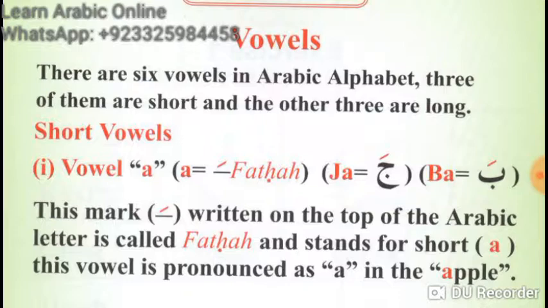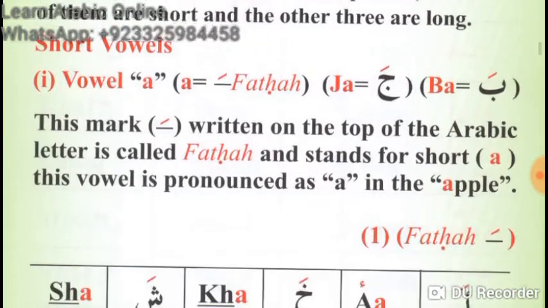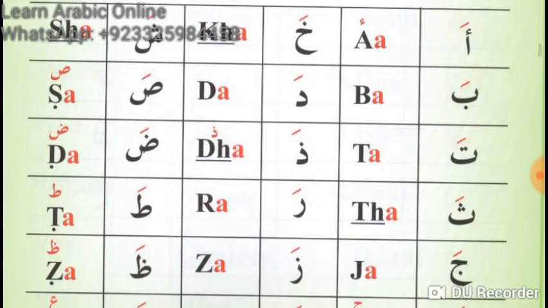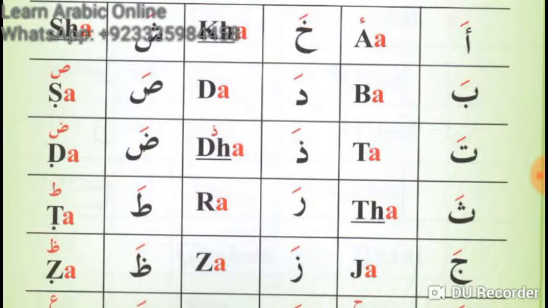So here they are teaching you about the first short vowel, which is called fatha. Okay? So start reading this alphabet with vowel fatha. Read it like this. Alif, hamza, fatha, a. Ba, fatha, ba. Ta, fatha, ta. Sa, fatha, sa. Read like this.